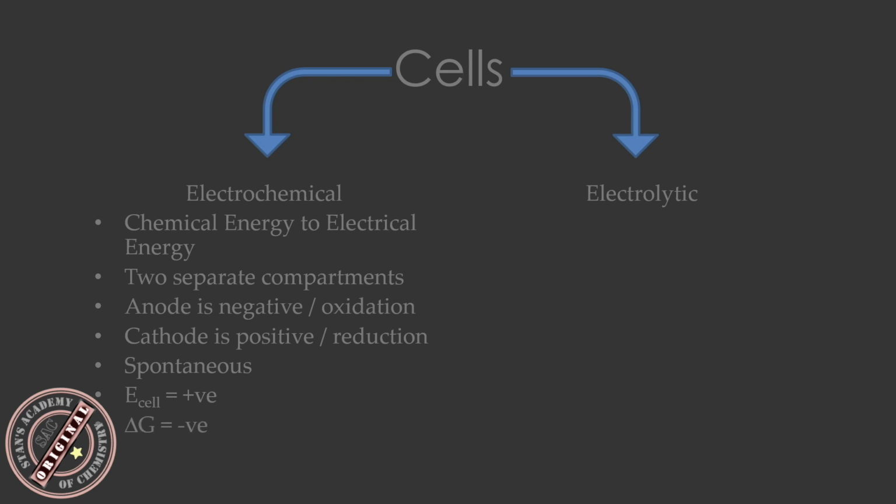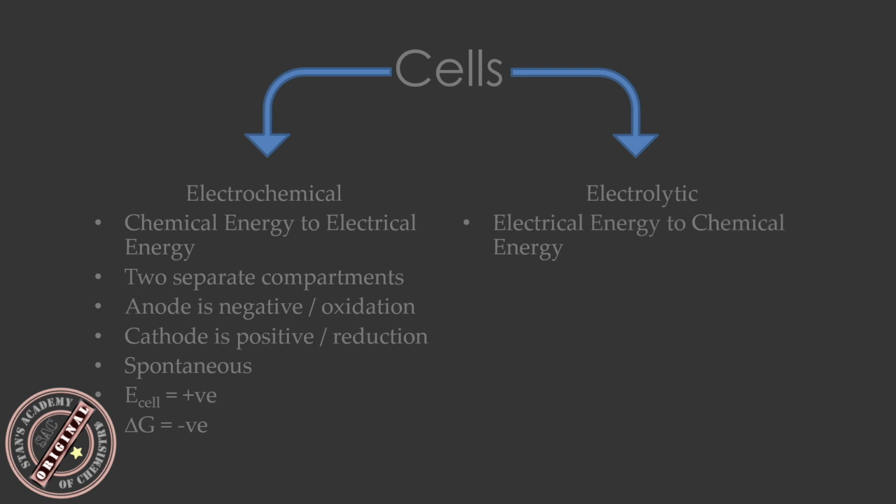From thermodynamics, we know delta G is negative for a spontaneous reaction. Delta G is equal to delta H minus T delta S. And for a spontaneous reaction, delta G should be negative. So all these are true for the electrochemical cells. So we're going to compare it to the electrolytic cell and see what the differences are.